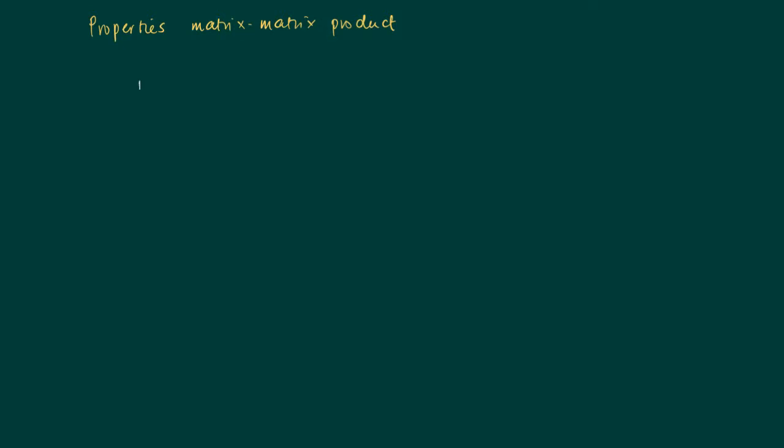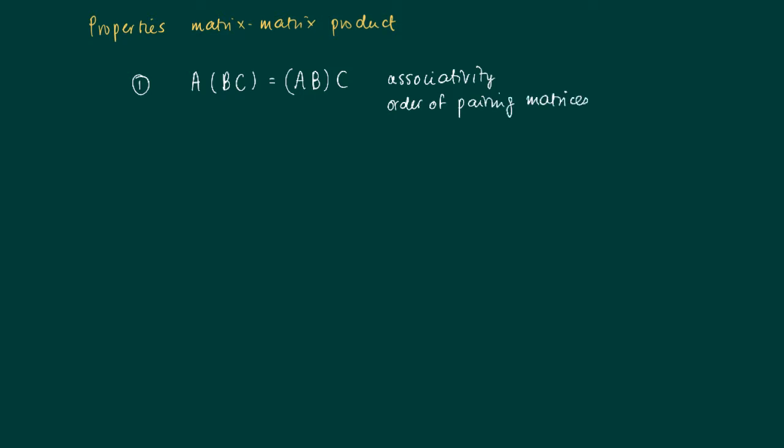The matrix product has some nice properties that are comparable with just working with reals, just numbers. For instance, the first property that we will call associativity. If you have three matrices with the right dimensions, so that BC is defined and AB is defined, then the order in which we multiply the matrices is not important. So A times BC grouped equals the grouping of A, B, and C.